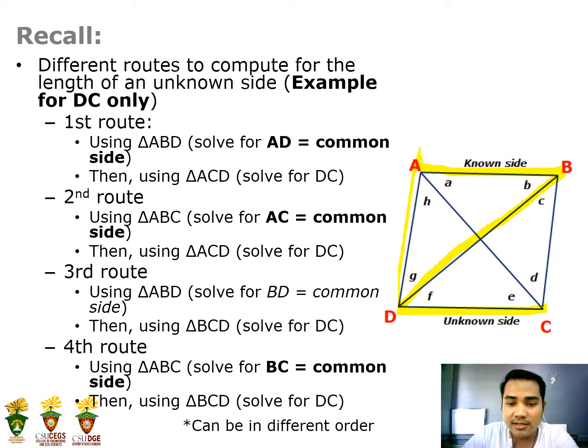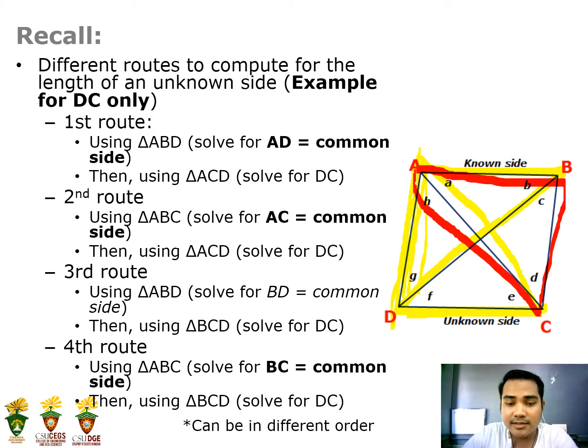and the second triangle is the ACD. Their common side is AD, as we can see in the figure. The next is the second route. The second route is using the triangle ABC, and the second triangle is the triangle ACD. Their common side is the side AC.